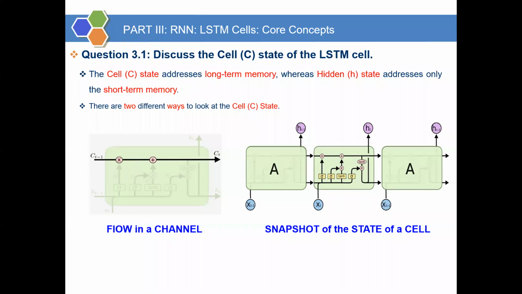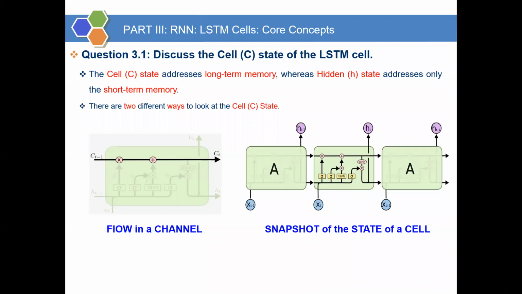There are 2 different ways to look at the cell state. The first view is termed as flow in a channel. The cell state represents an information transporting channel in which the information can move freely from the start to the end of the sequence and not being reduced by anything throughout the channel. Because no weight is involved in the cell state, any later time step can use information carried in from the previous cell state without any reduction.